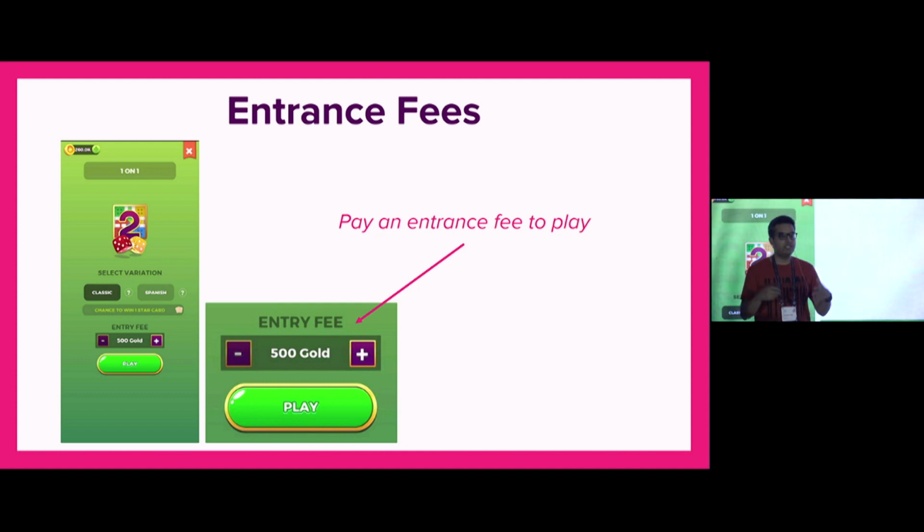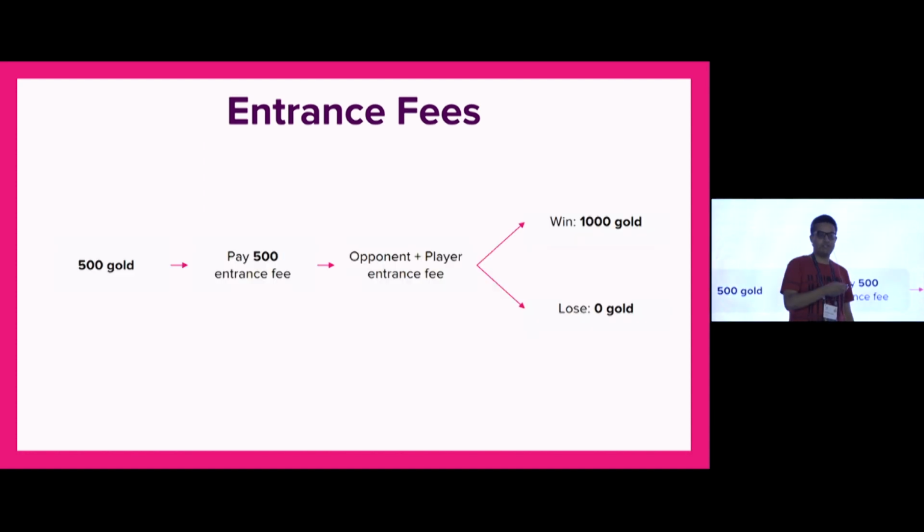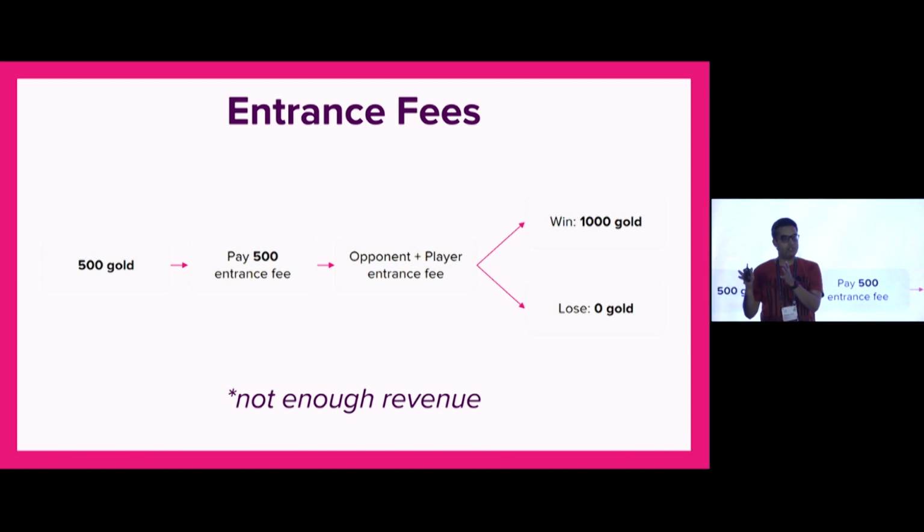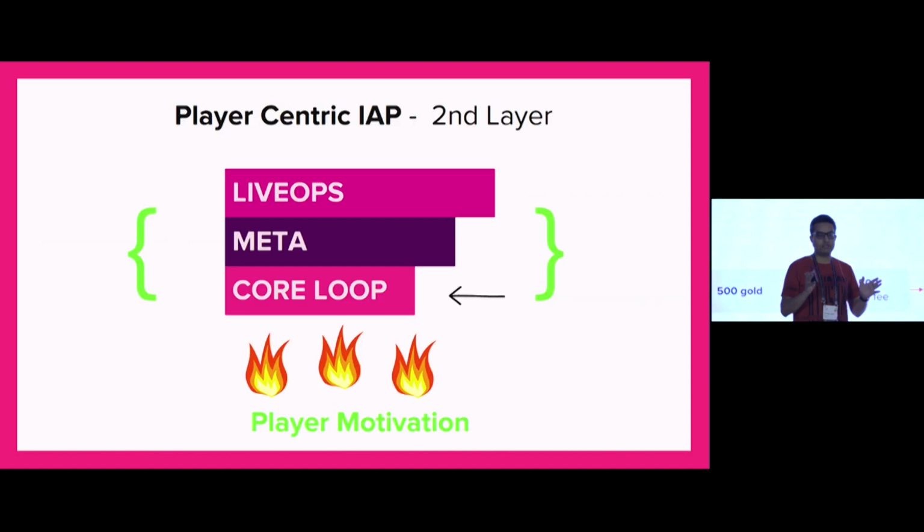In phase 1, I'll first go through all the phases of the core loop. We introduce something called entrance fees. Entrance fees are a fairly standard thing in most games where you enter a game of Ludo or Parcheesi, you pay 500 gold, and your opponent pays another 500 gold, and they both go into a pot. The winner gets 1,000, the loser gets 0. Fairly simple. But this wasn't giving us enough revenue. So that's when we started thinking a bit more and moved on to the meta, which I'll explain a bit later. But this is what we started off with.